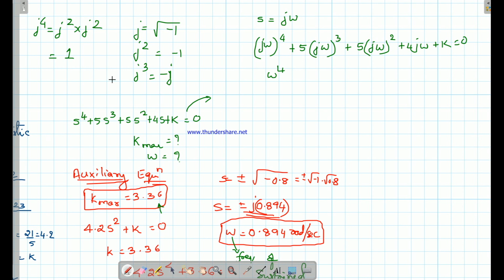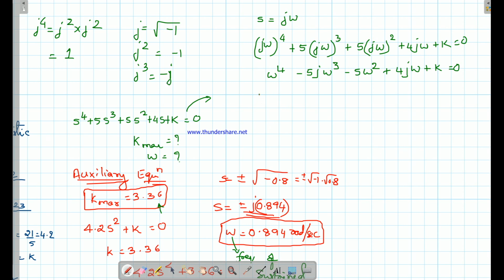So j cube is what? Minus j. So I can say it is minus 5j omega cube. j cube is minus j, that is why 5 is multiplied with minus j, and then you have omega cube. Now j square is minus 1, so it is minus 5 omega square plus 4j omega plus K equals 0. Now we are going to separate the real part and the imaginary part.